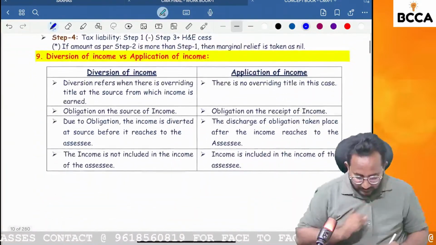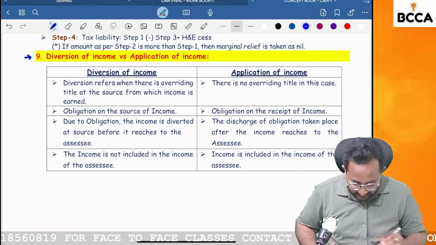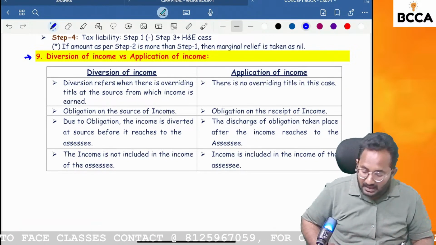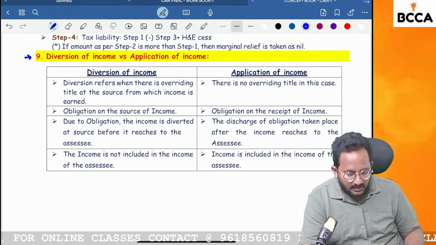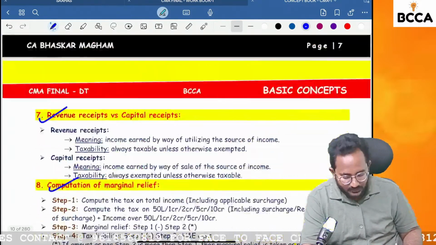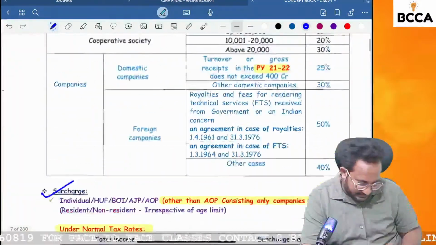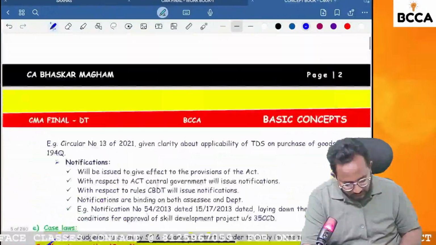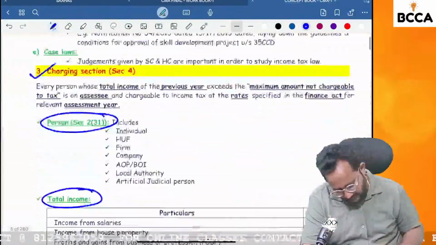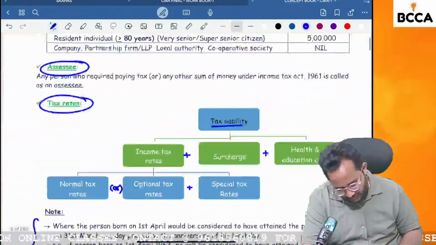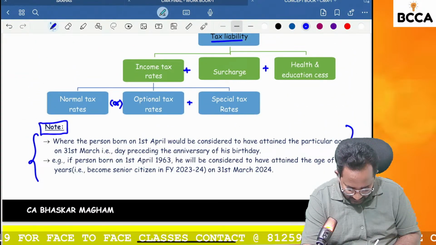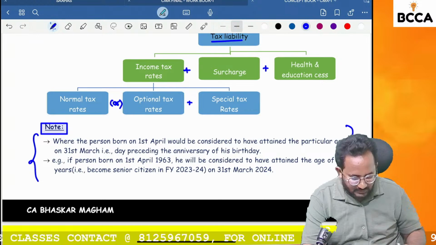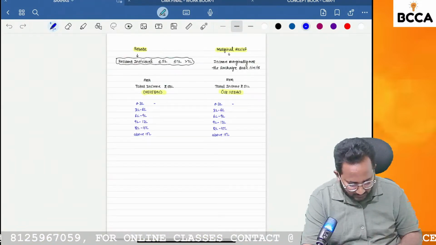Next, one more concept we have to discuss in this chapter, that is application of income as well as diversion of income. So we have to discuss two more concepts in this chapter. Page number 4, we have to discuss this note point along with the last concept, application of income as well as diversion of income. Shall we start?